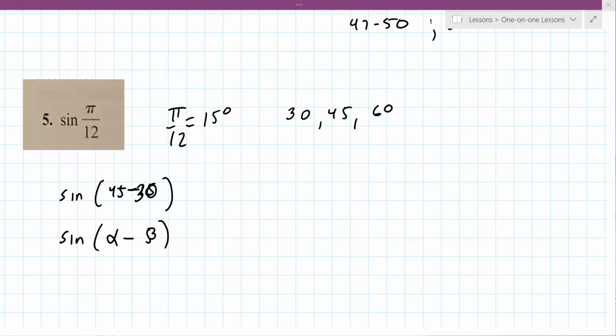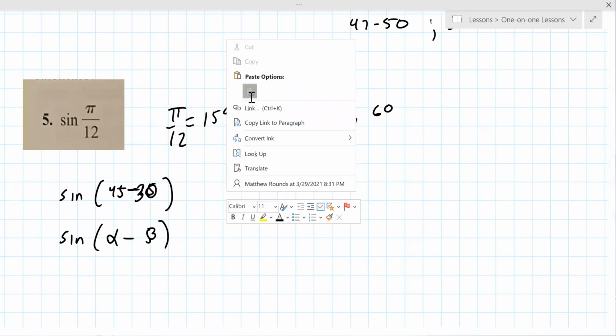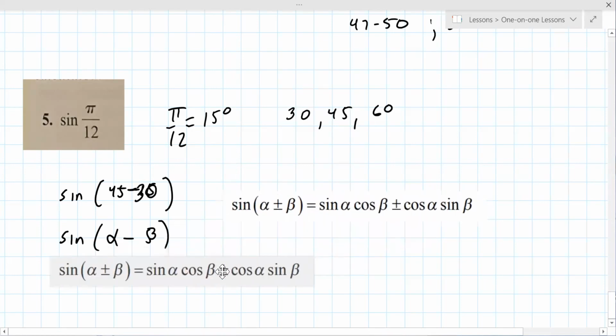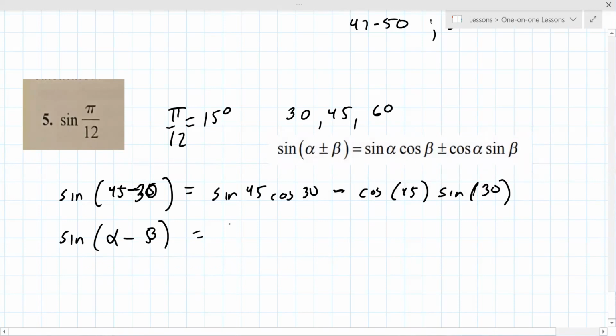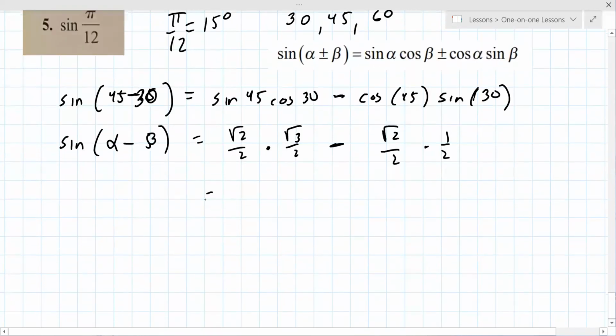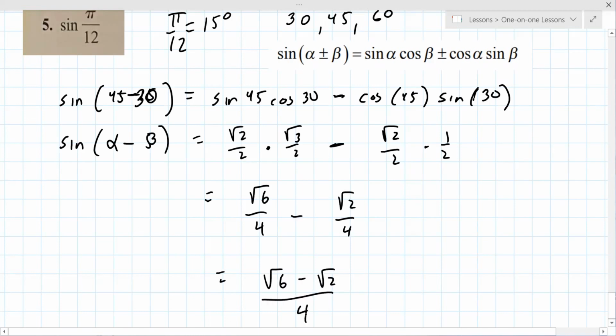Grabbing that formula here for you again. If you do enough homework problems, you do actually remember it. So in your problem, you got your alpha and beta. Your alpha is 45, so this is sine 45 cosine 30, and then minus cosine 45 sine 30. You have to know these values really well. Sine 45 is square root of 2 over 2. Cosine 30 is square root of 3 over 2. You're multiplying those. Minus cosine 45, that's square root of 2 over 2. Sine 30 is 1/2. These have to have the same bottoms, so this is the square root of 6 over 4 minus the square root of 2 over 4. So it's the square root of 6 minus the square root of 2, over 4.